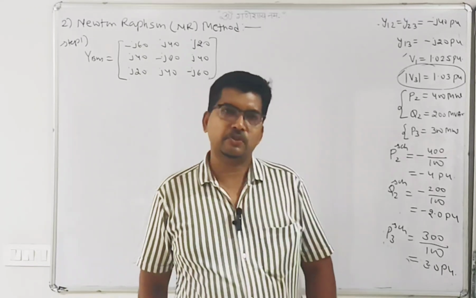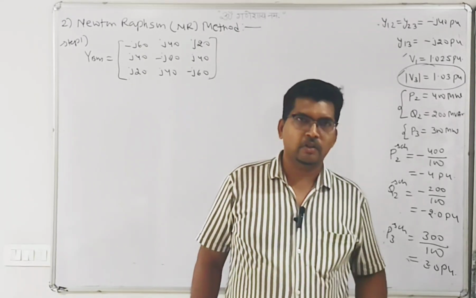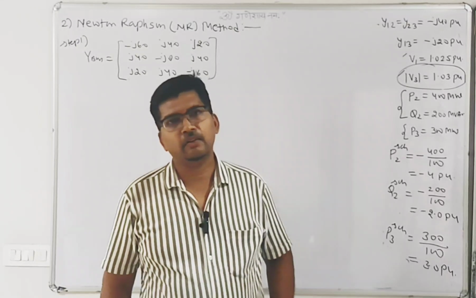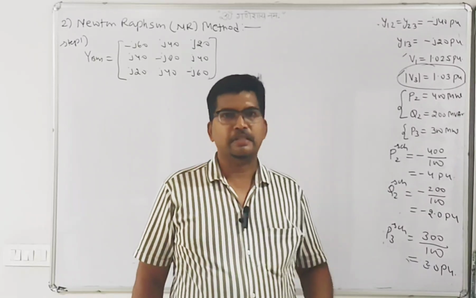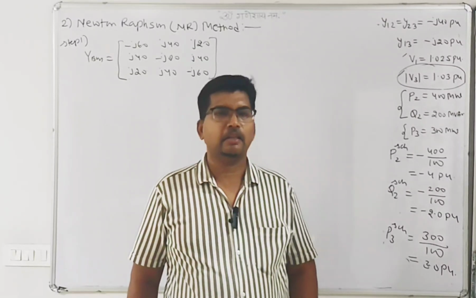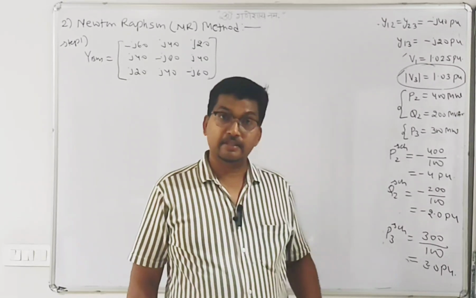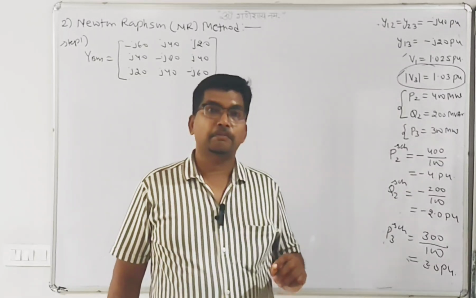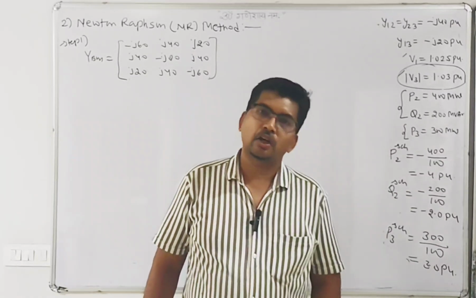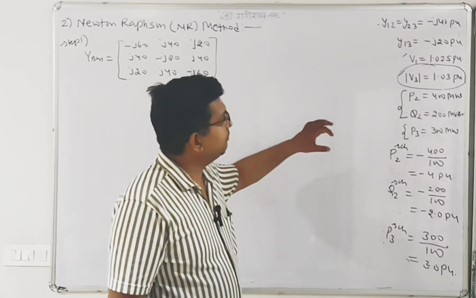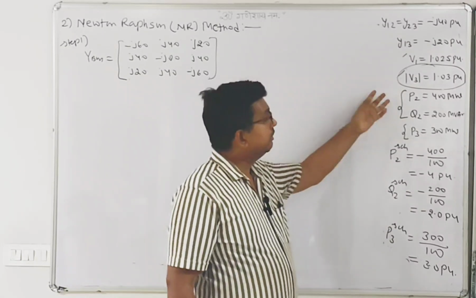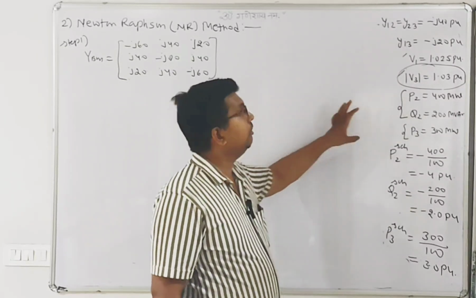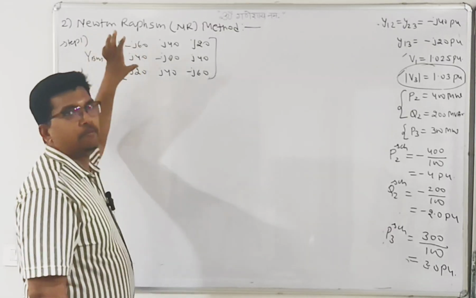Two problems of the Gauss-Seidel method. In the first numerical problem, we have considered only two load buses and one slack bus. In the second problem, we have considered one slack bus, another a PV bus, and another a load bus. Now, the same problem that we have discussed earlier, we will solve by using the Newton-Raphson method.